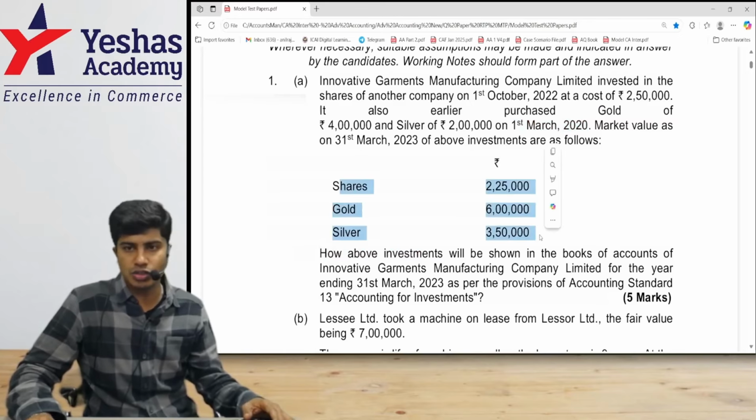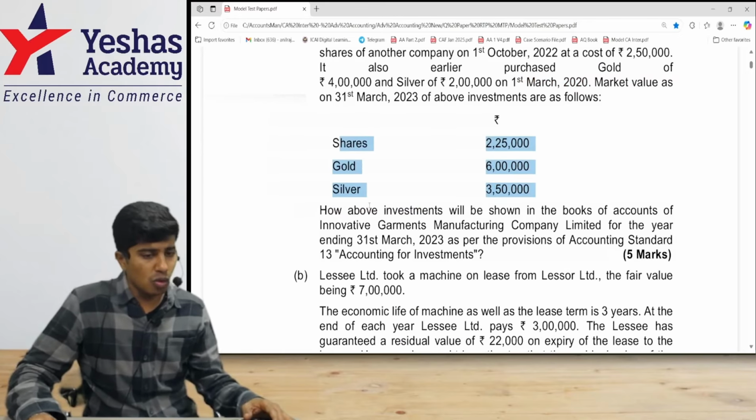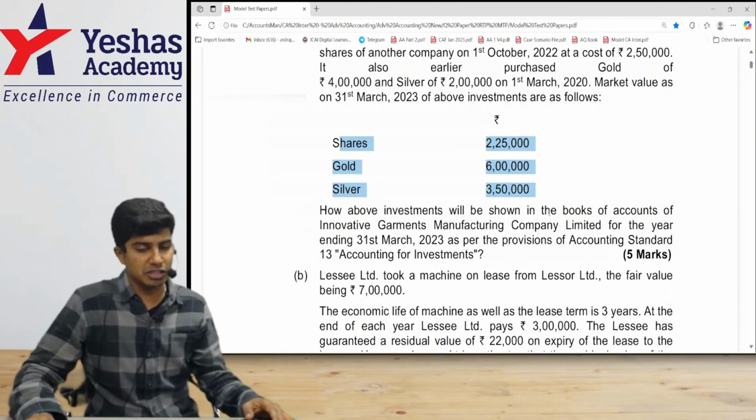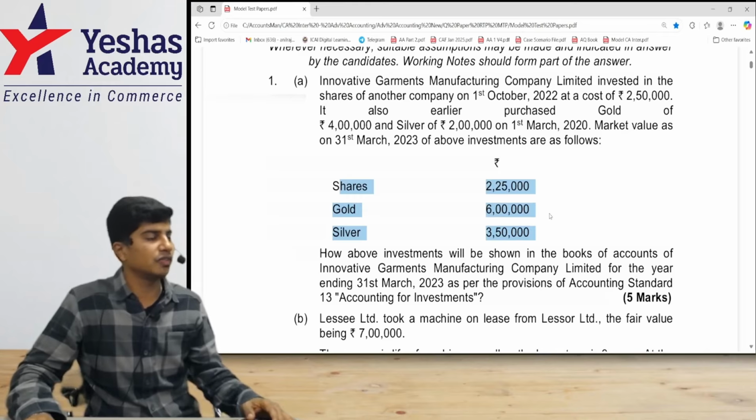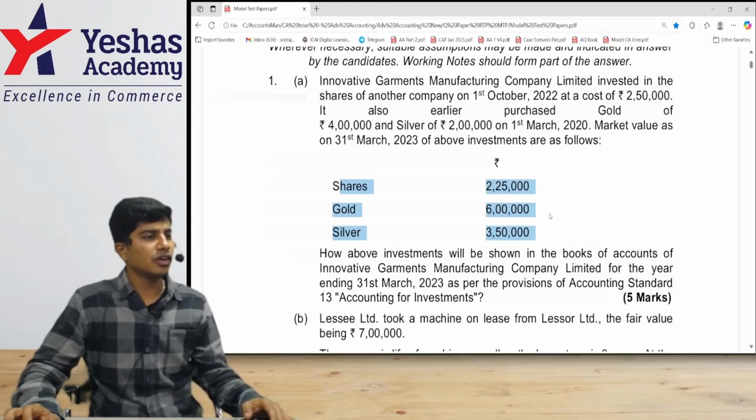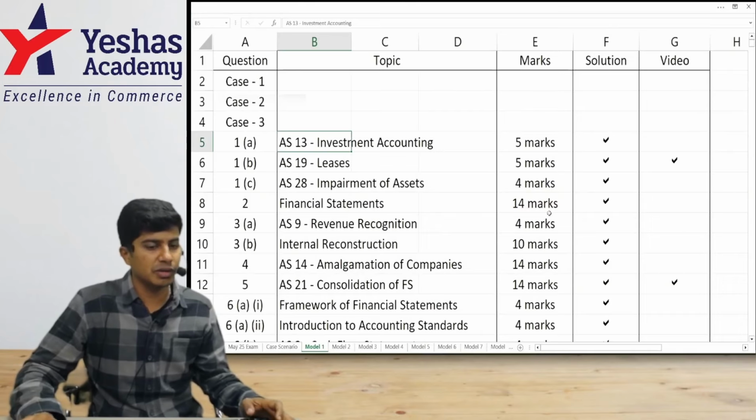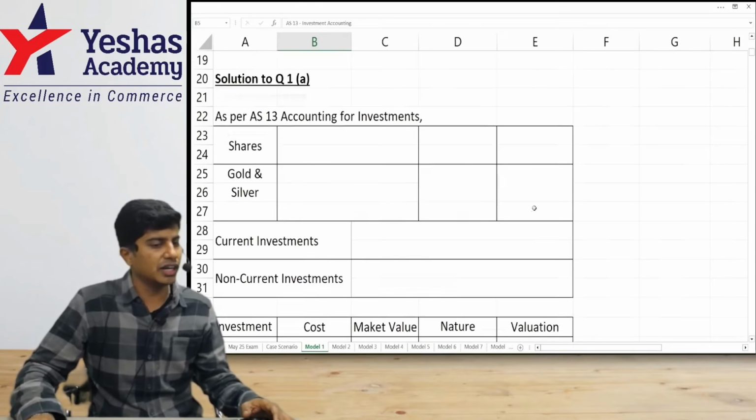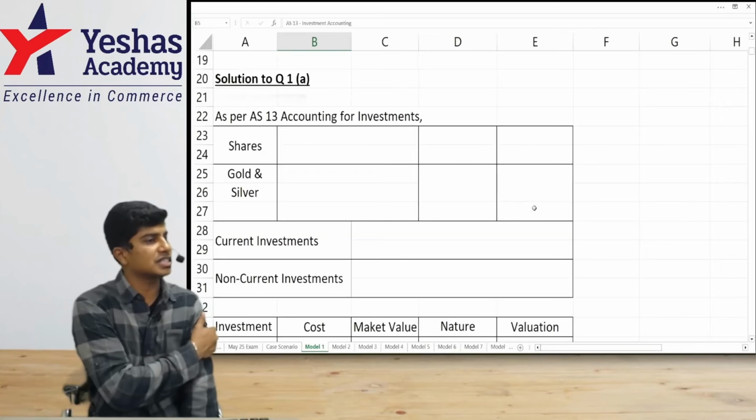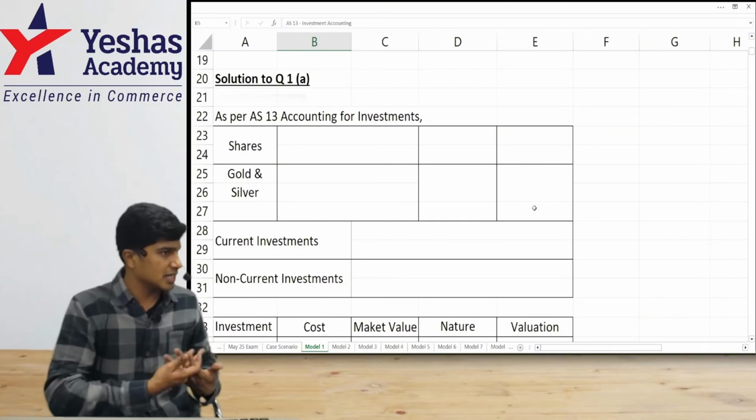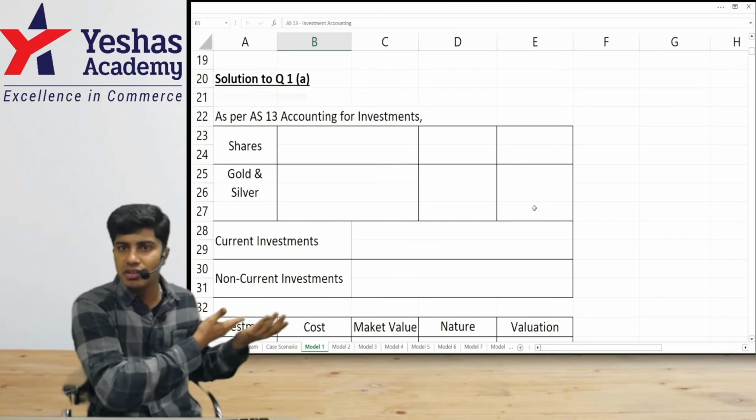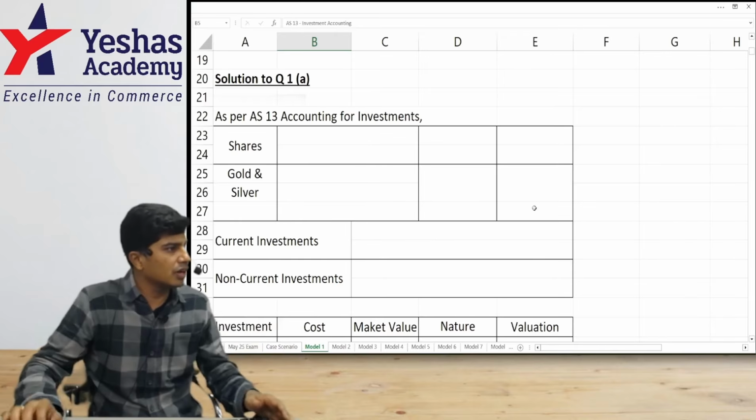What is it that they want us to do with this information? How above investments will be shown in the books of accounts of Innovative Garments Manufacturing Company Limited for the year ending 31st March 2023 as per provisions of Accounting Standard 13 Investment Accounting. Whenever you have such a question, I told you in the past that you need to always start with a line based on Accounting Standard 13. Tell what it says. Then compare it with the information that's given here and give your conclusion.